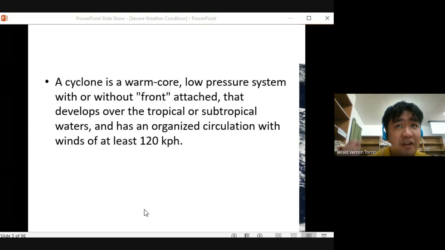And the organized circulation of wind must have a wind speed that reaches 120 km per hour. The thing is, we have many other weather disturbances with air circulation or wind circulation, but sometimes it doesn't reach 120 km per hour. If the circulating wind speed doesn't reach 120 km per hour, this is not yet a typhoon.